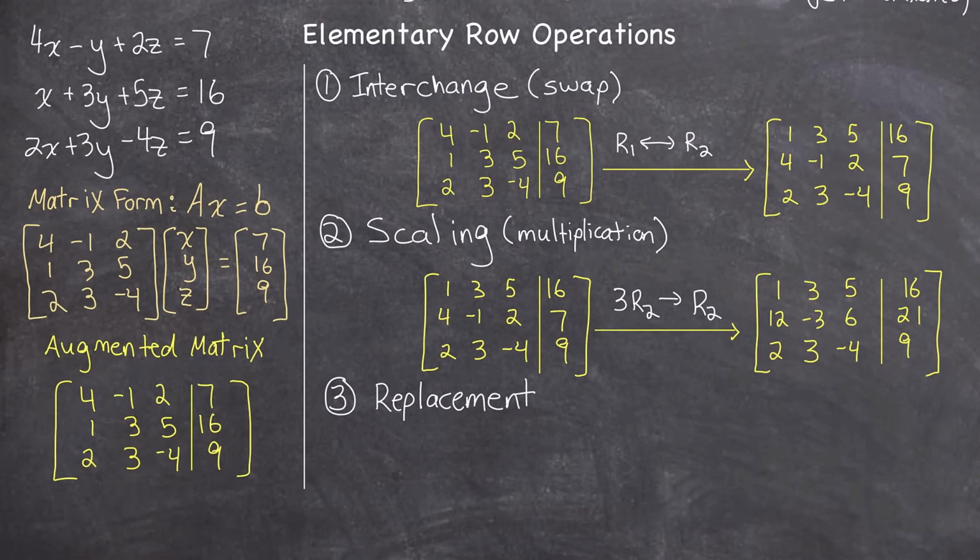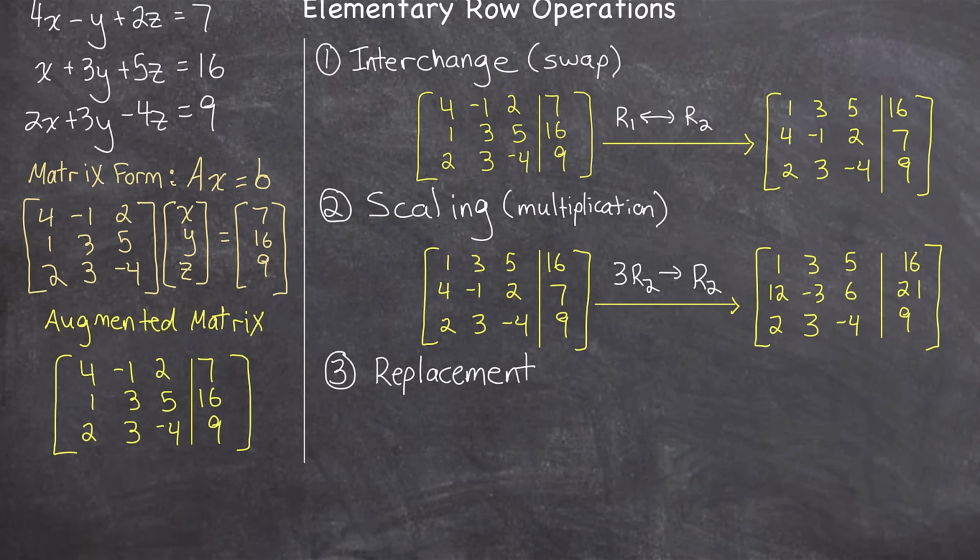And the last operation is replacement, which means you can replace any row with the sum of itself and any other row in the matrix. Continuing on with this matrix, what I can do is I can replace row 3 with the sum of row 3 plus row 2.